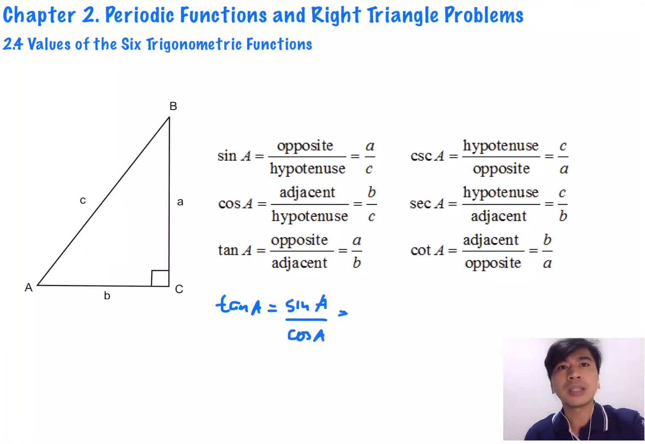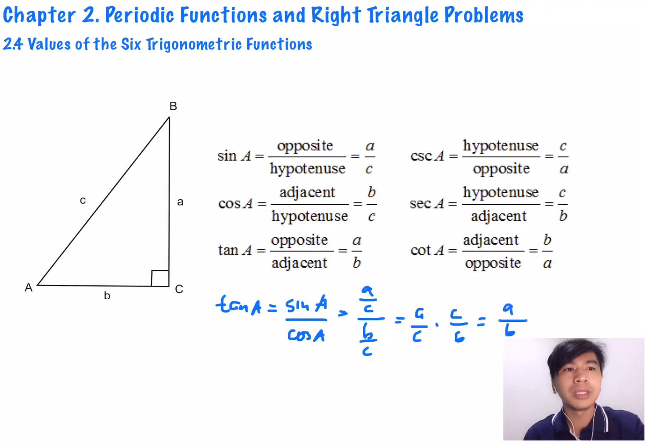So if we take this value, sine A is A over C, and then cos A is B over C, and I put it over here, I'll have A over C over B over C, which is equal to A over C times C over B, which ends up as A over B. Yeah, so this is correct. Yeah, sine A over cos A.